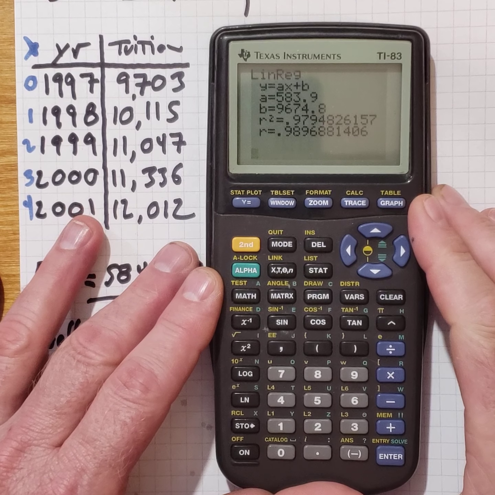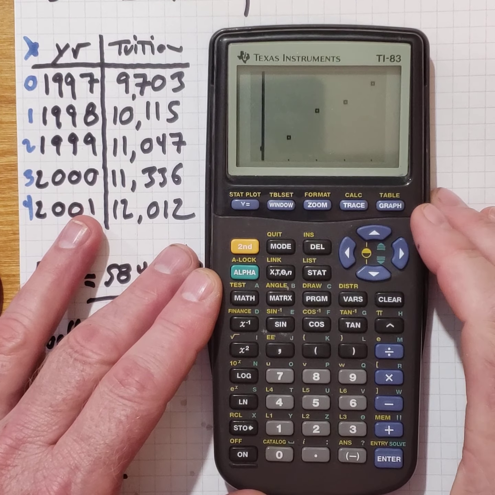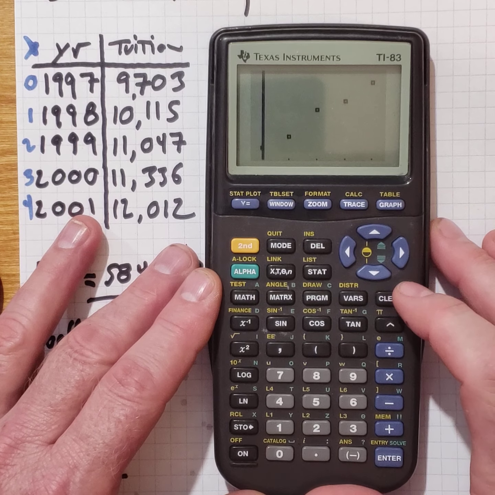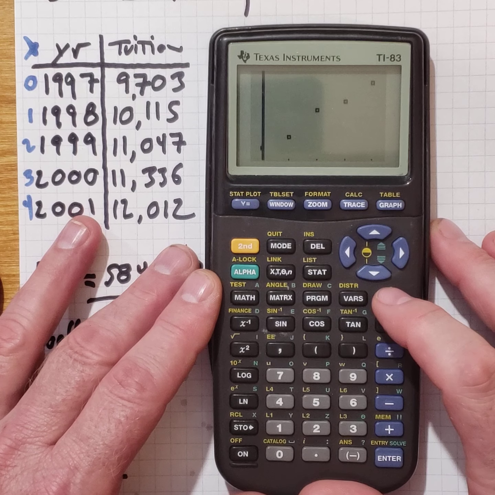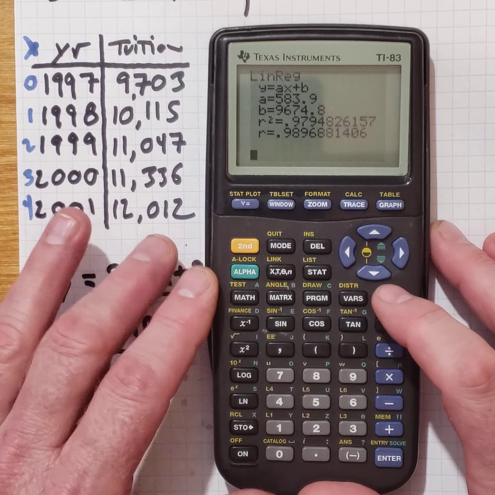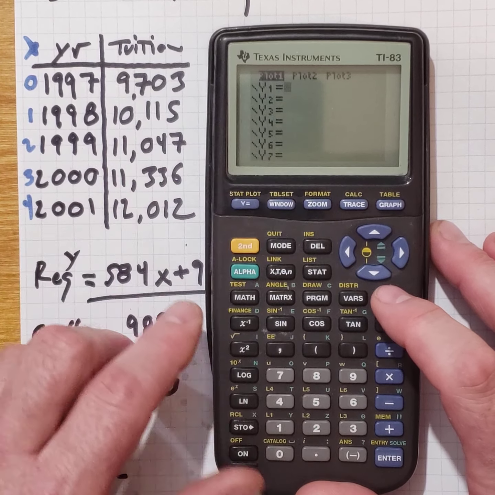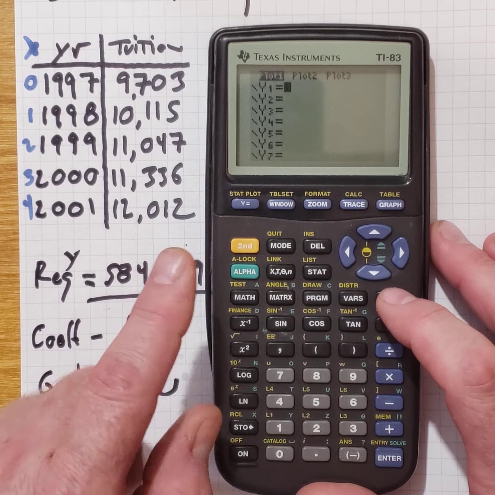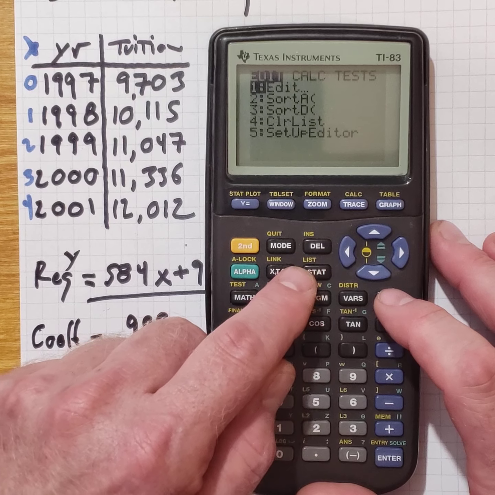All right, now let's go to our graph, and we see just those points again. We don't see the equation. And the reason for that is that we didn't put the equation into y1 to graph it. Let's do that. We could type it in there, or we could do it this way. I'm going to do it this way.